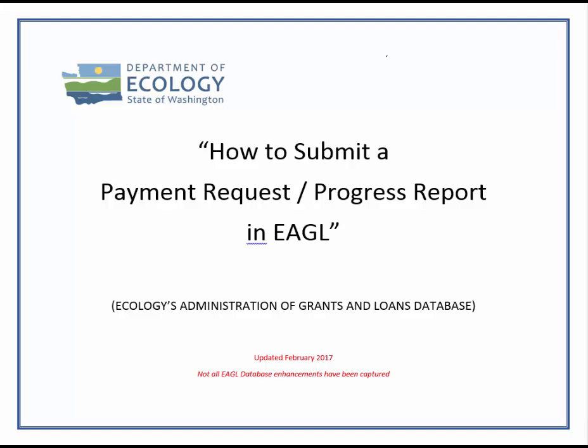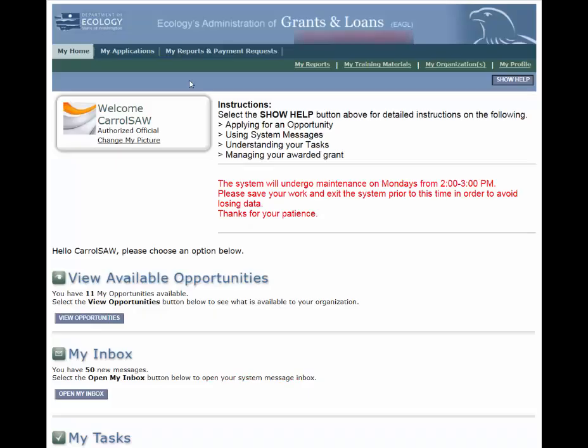This tutorial will give you a brief overview of how to submit a payment request progress report through Ecology's Administration of Grants and Loans database, otherwise known as EAGL. Go ahead and log into EAGL. Once you have logged into EAGL, you will need to locate the application for which you are submitting a payment request progress report. You will hear me referencing the payment request progress report in this tutorial as PRPR.